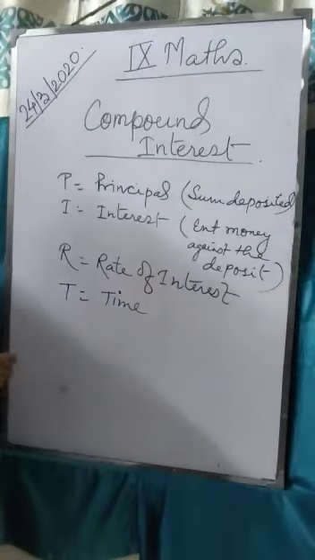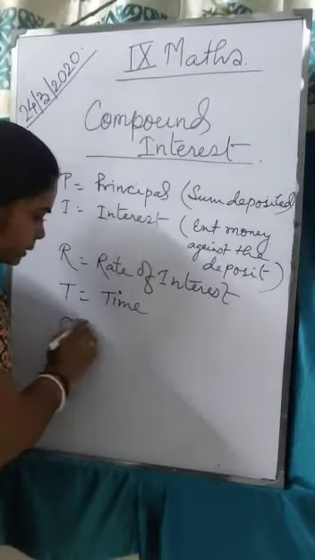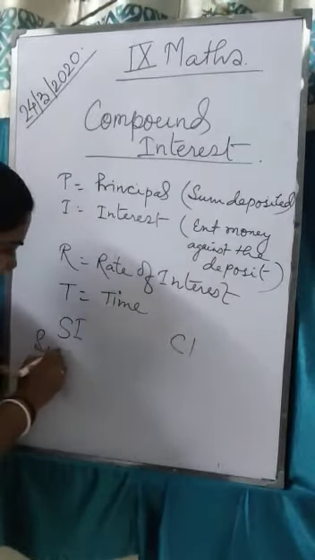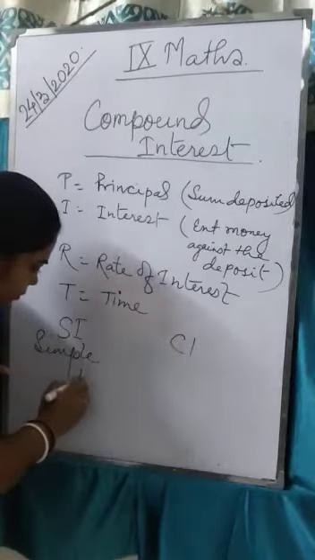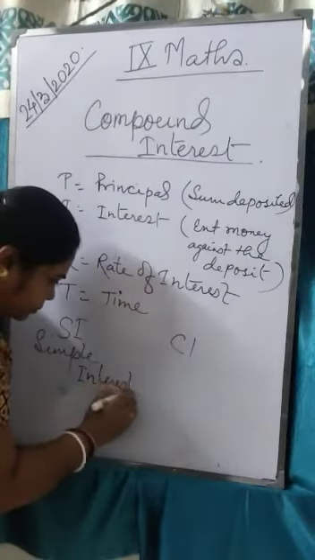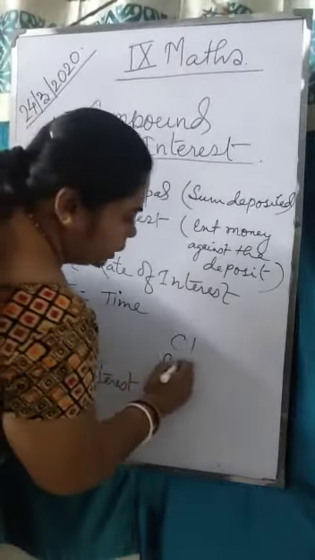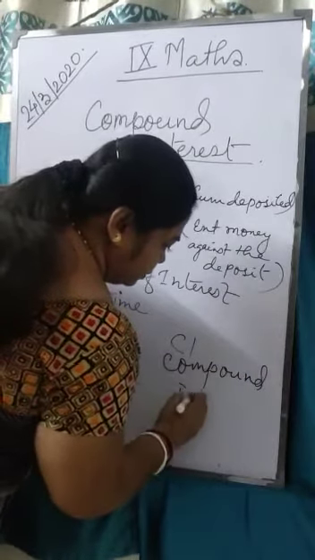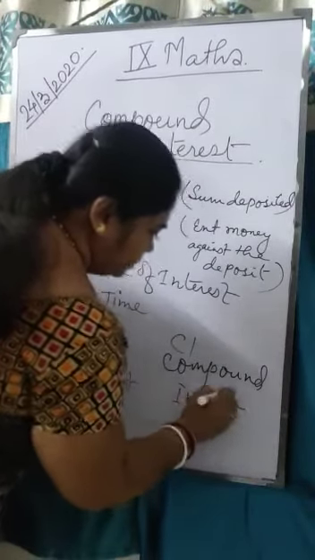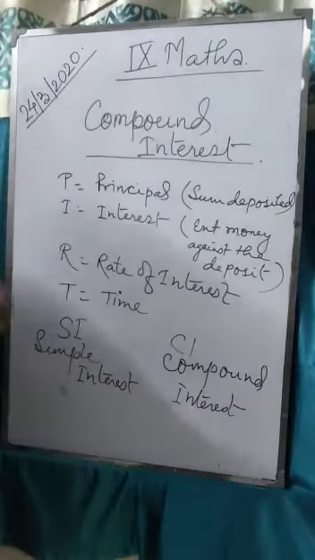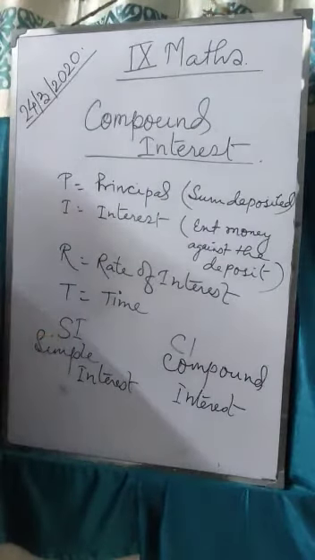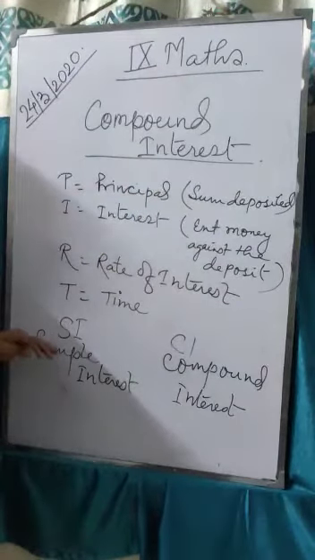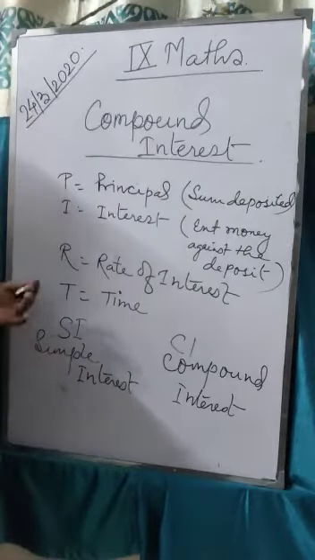Now there are two words, SI and CI. SI stands for simple interest and CI stands for compound interest. Now what is the difference between simple interest and compound interest? In simple interest, the principal, the deposited sum, remains as it is for the period of time the money is invested.